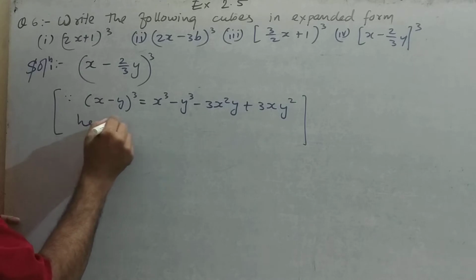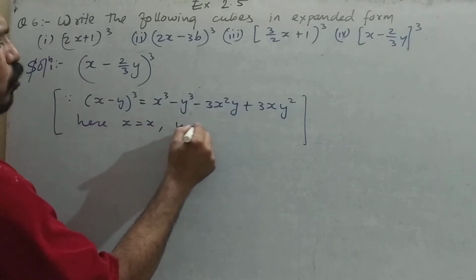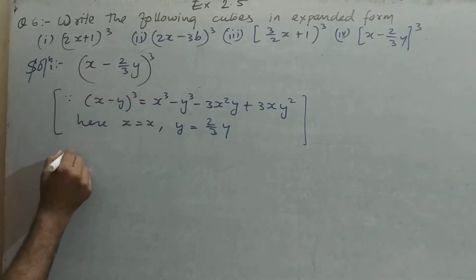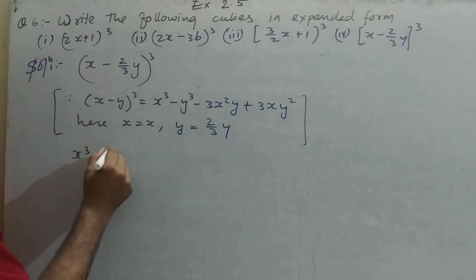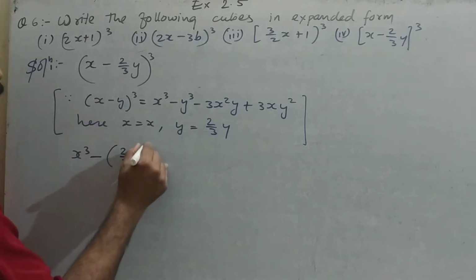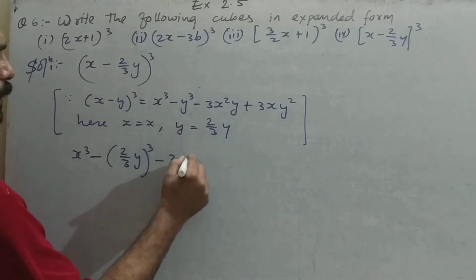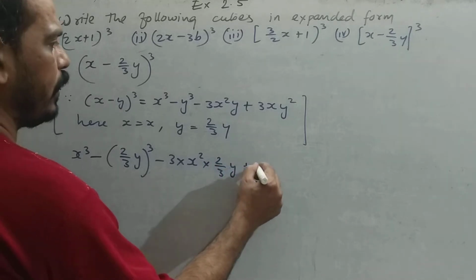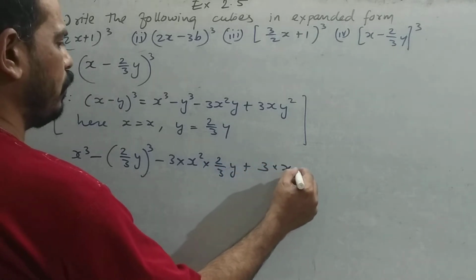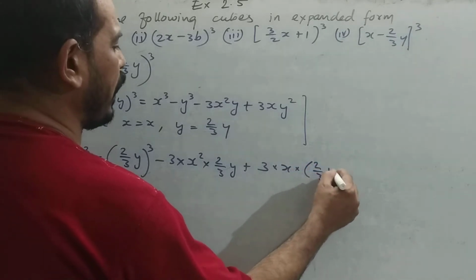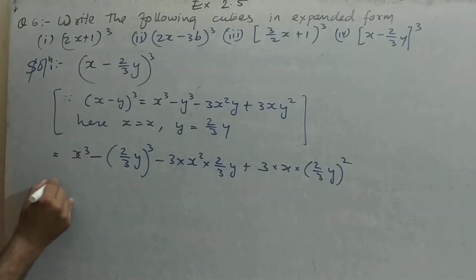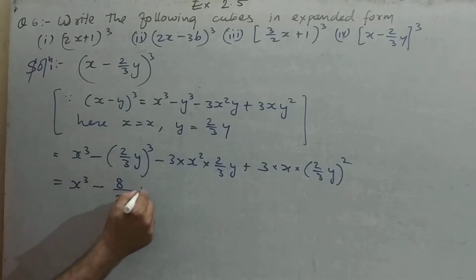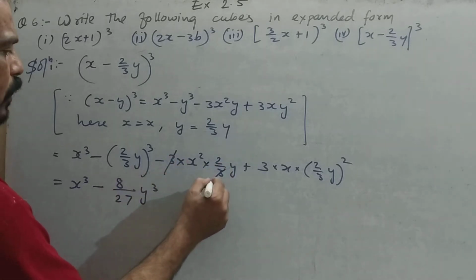Now here x is equal to x only, but y is equal to 2 by 3y. Now the expanded form: x cube, minus y cube means (2 by 3y) whole cube, minus 3x square into y means 2 by 3y, plus 3 into x means x only, y means (2 upon 3y) whole square. Now x cube is x cube, minus 2 cube is 8, 3 cube is 27y cube. This and this got cancelled.